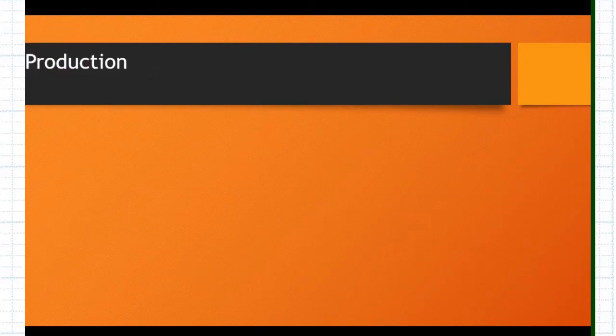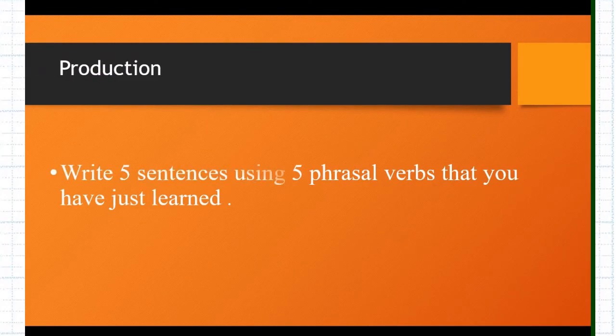So the last part is production. What you are going to do, at least, is write 5 sentences using 5 phrasal verbs. Try to pick out 5 phrasal verbs and put them in sentences. And why not put all of them in different sentences? But at least 5 sentences in order to be familiar with them. So you have to practice.